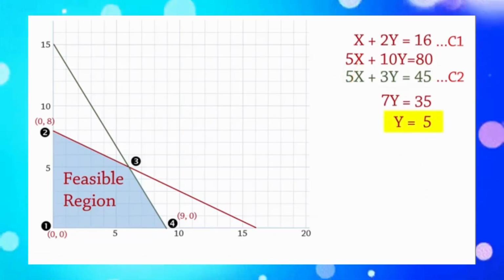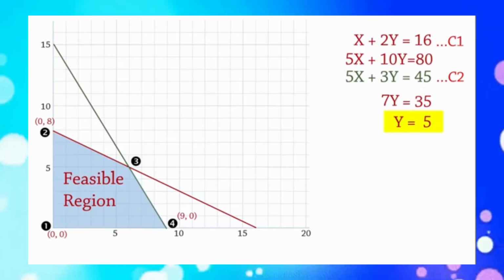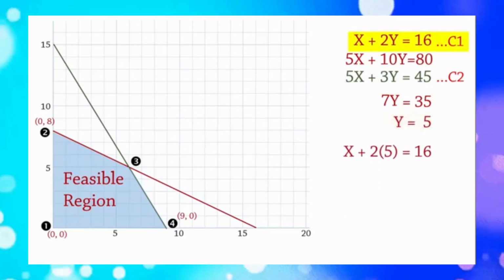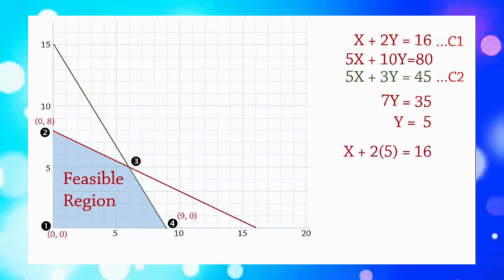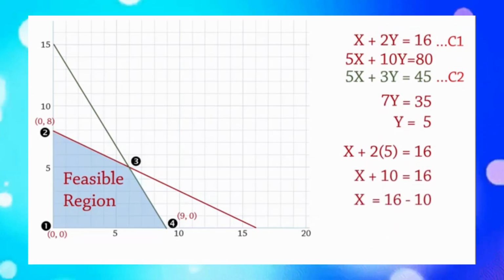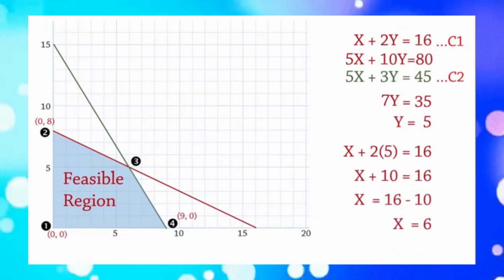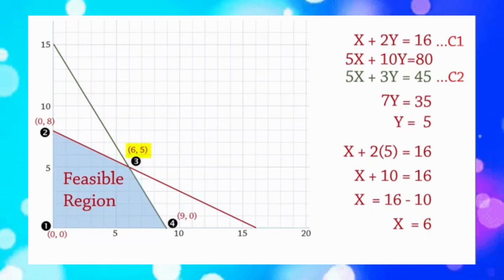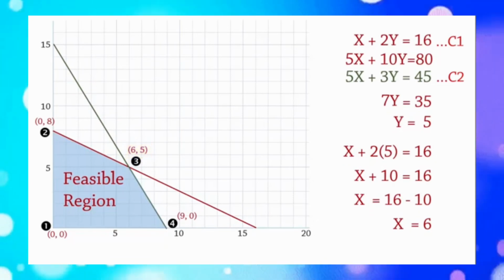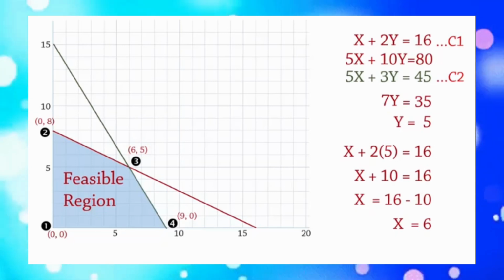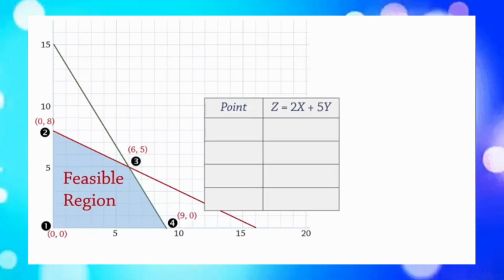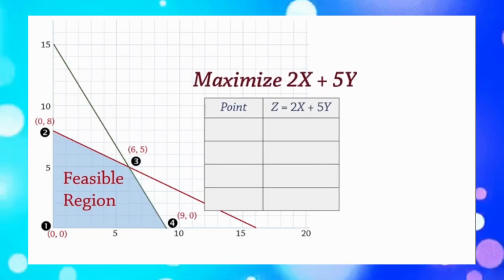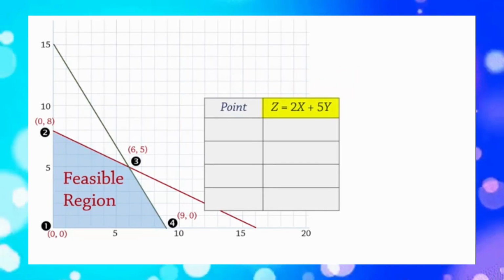To now find x, we substitute y equals 5 into any of these three equations. Suppose we choose C1. Then we have x plus 2 times 5 equals 16. That is, x plus 10 equals 16, x equals 16 minus 10, and x equals 6. So the xy coordinates for extreme point 3 are indeed (6, 5). Next, we determine the optimal solution point by finding the corner point that gives the best value of the objective function. The objective function was to maximize 2x plus 5y. As you can see here, the objective function, or its value, is sometimes represented with z.